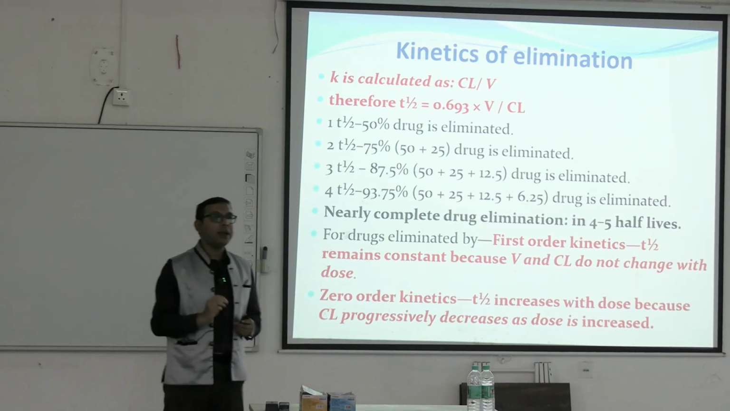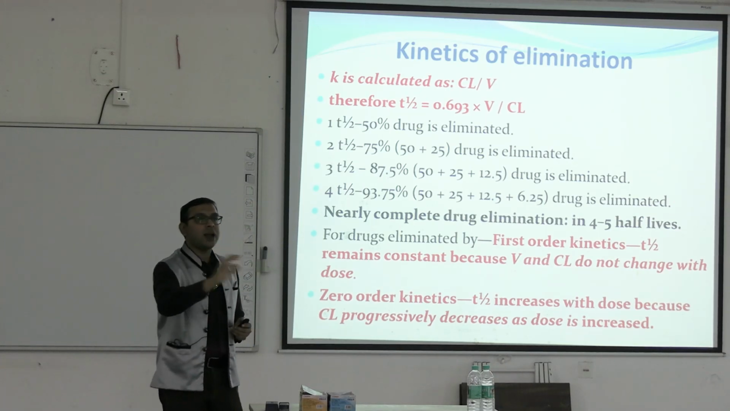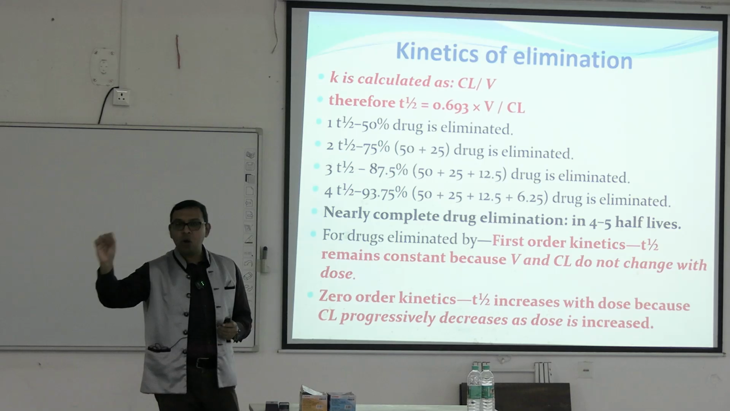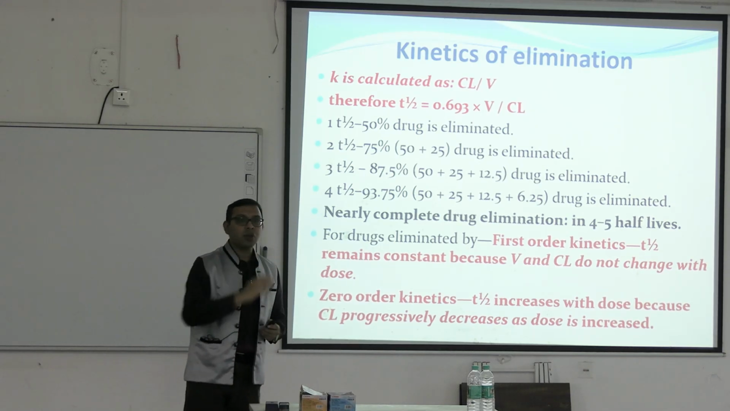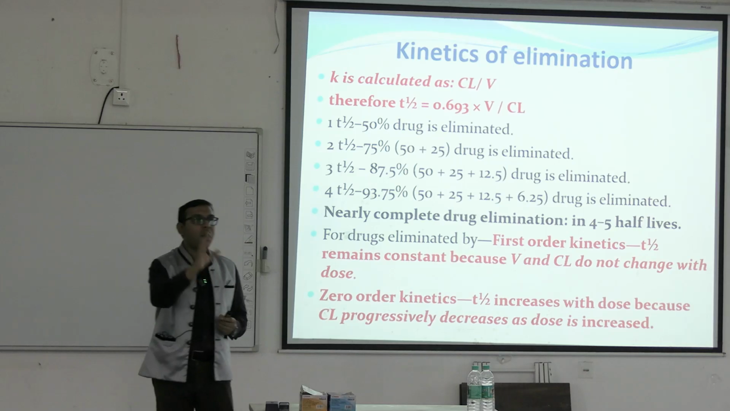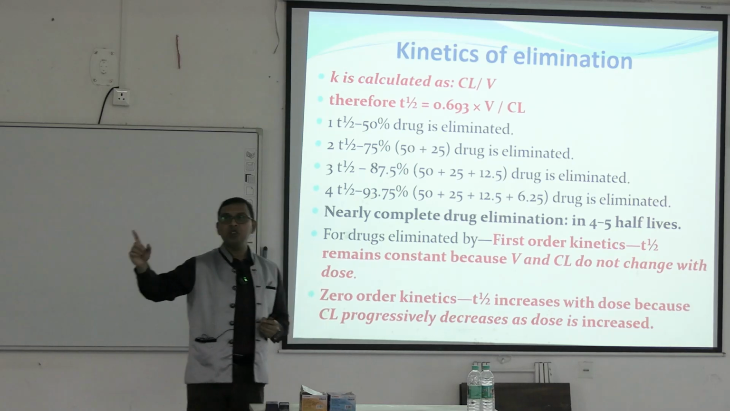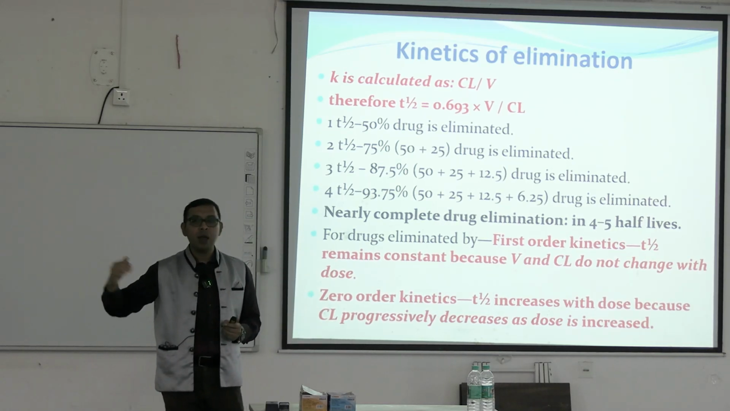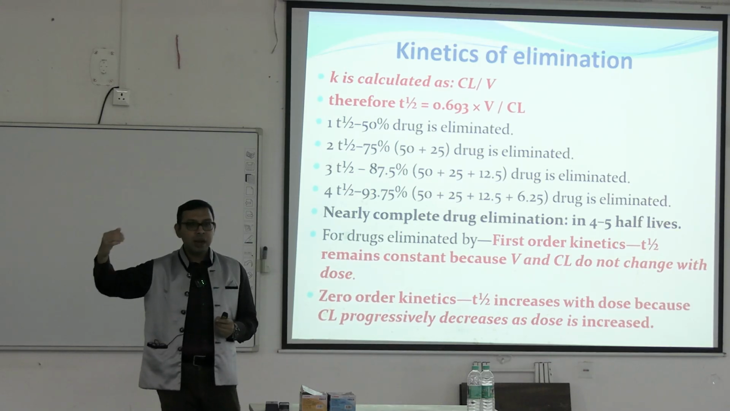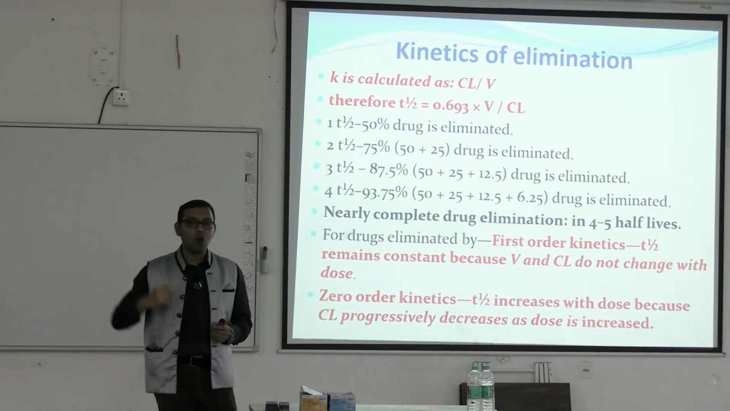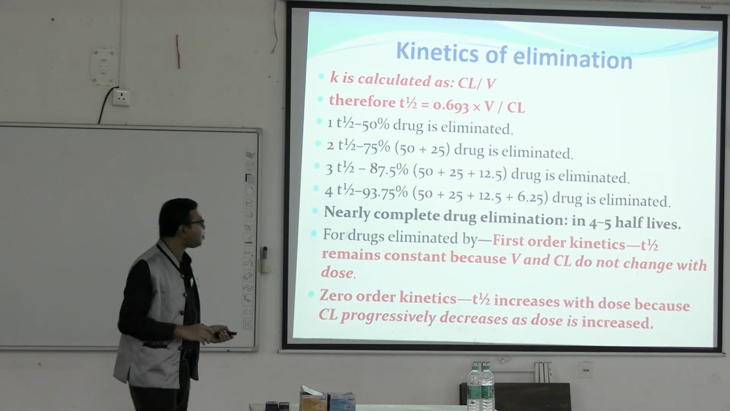In first order kinetics, clearance is constant throughout. In case of zero order kinetics, clearance gradually decreases. In case of first order kinetics, half-life of the drug is constant. In case of zero order kinetics, half-life of the drug progressively increases. Clearance decreases, half-life increases in zero order kinetics. So is it clear?